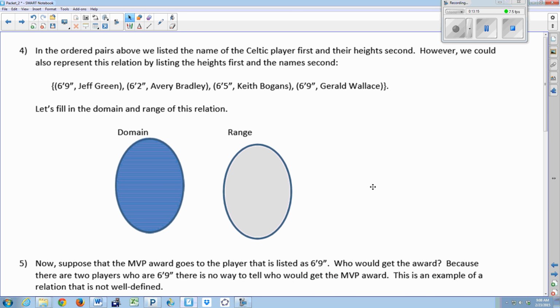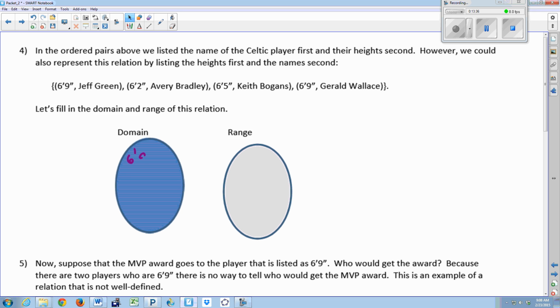So because it's well, before we get there, I'm moving ahead of myself here. Let's reverse this now. Let's suppose I put the height first as my input, and then the name of the Celtic player as the output. So let's fill in the domain and range here. What would I be putting into the domain?